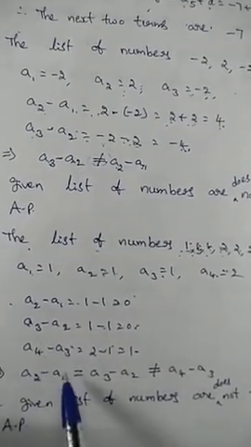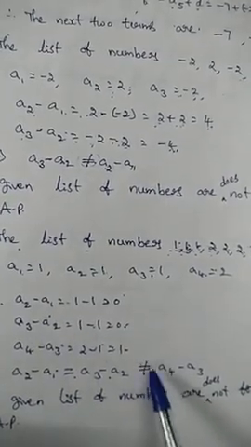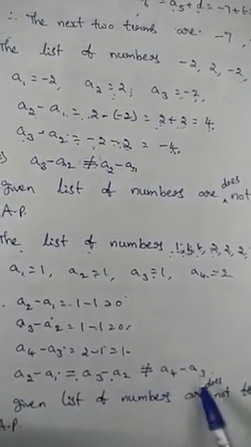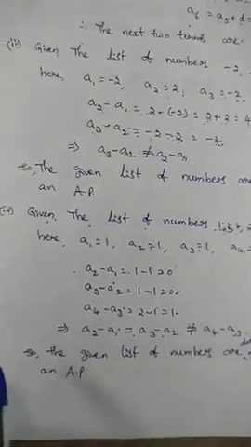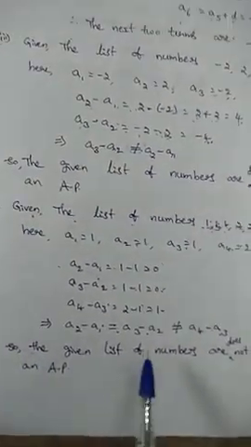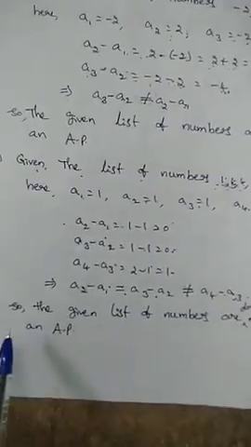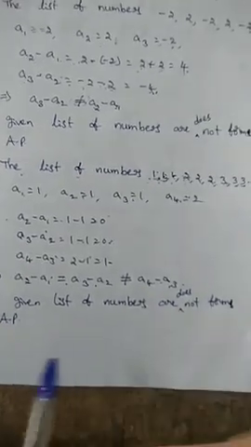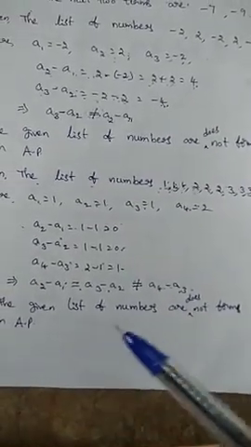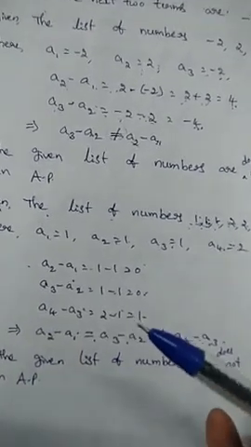So a2 minus a1 is equal to a3 minus a2, because those are equal, but the result is not equal to a4 minus a3. Then automatically the given list of numbers does not form an AP. Those are not in AP, so there is no need to find the next two more terms in the problem.